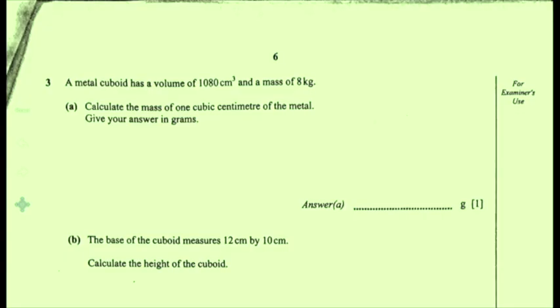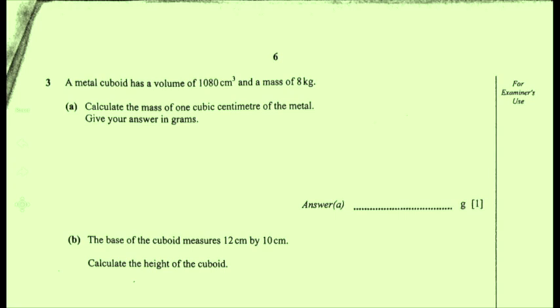We can look at this question, which is a question on volume, area, and perimeter. The question reads, a metal cuboid has a volume of 1080 cubic centimeters and a mass of 8 kilograms. Calculate the mass of 1 cubic centimeter of the metal. Give your answer in grams.